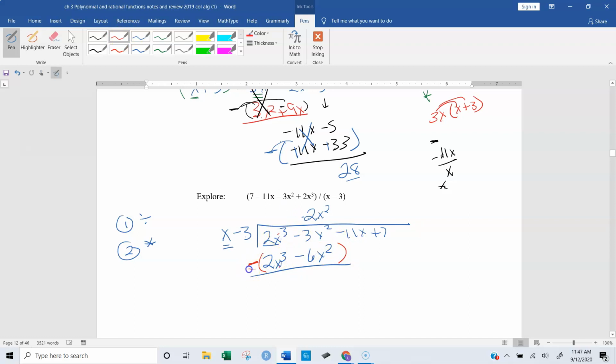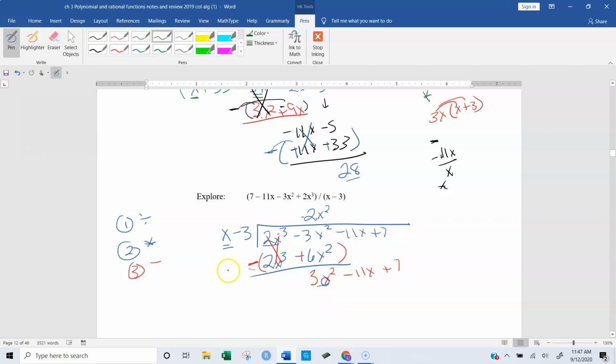So 2x cubed minus 2x cubed cancels. Minus 3x squared minus a negative, which means plus a positive, correct? So now we have 3x squared. Bring down your next terms, or all of them if you like, and we start over. So third was subtract. So let's start over.